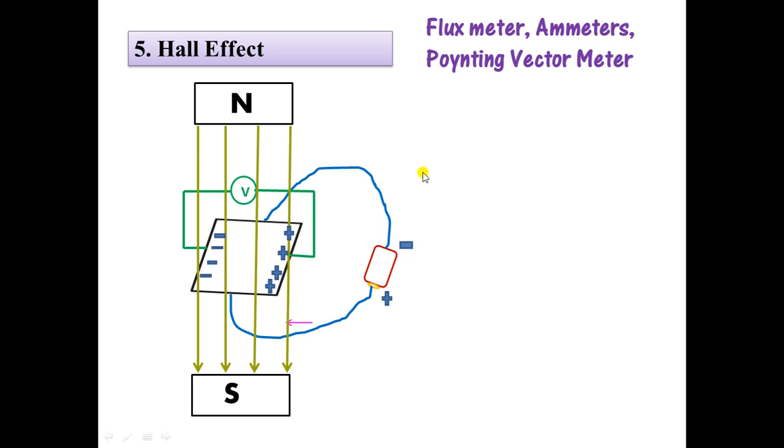This type of effect is used in flux meters, which are used to measure the magnetic flux, and in ammeters and Poynting vector meters.